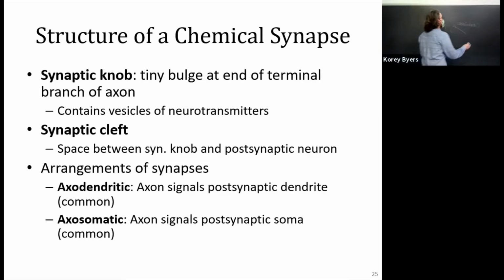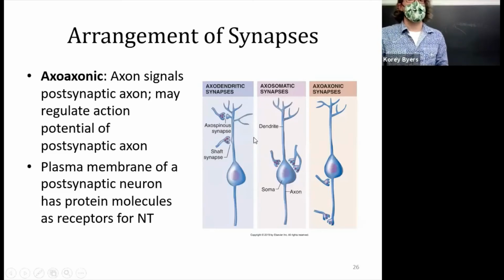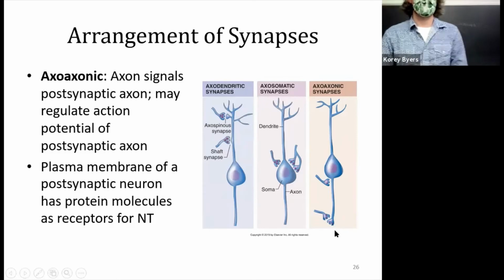Or it could be a situation where an axon is communicating with another axon. And so we call that axoaxonic. And so this picture tries to show you that with axodendritic, the axon is communicating with the dendrites of another neuron. Axosomatic, they're communicating directly with the cell body. And axoaxonic, the axons are communicating directly with the axon. So this would be sending an impulse back the other direction.